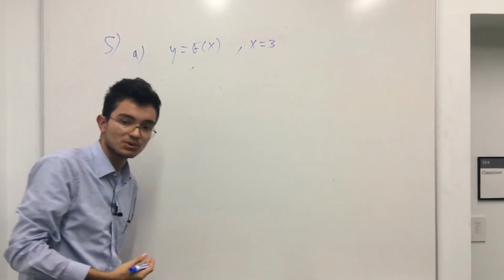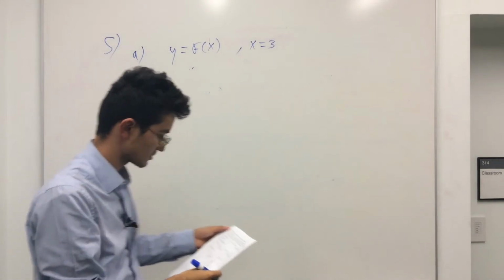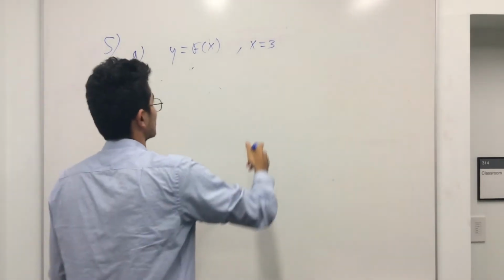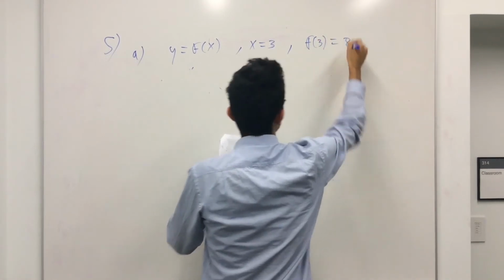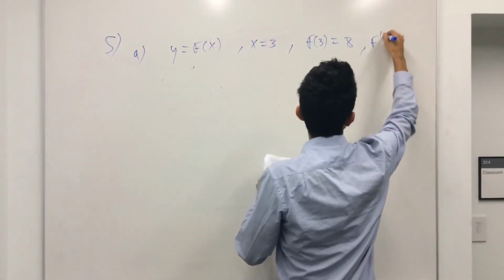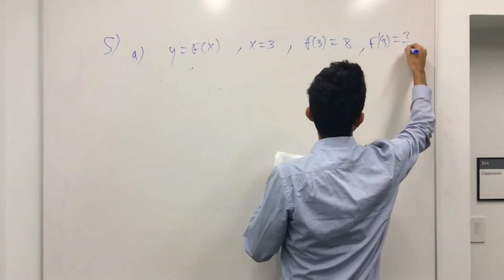Okay, if it's differentiable, we know it's continuous. So that's good to know. And we're also told this piece of information. We're told that f of 3 equals 8, and that f prime of 3 equals 2/5. Okay?